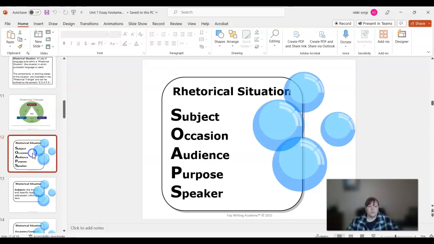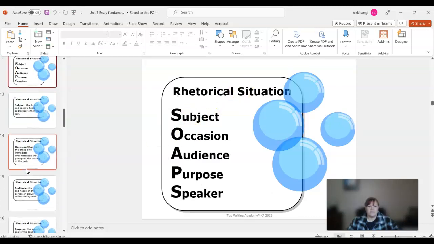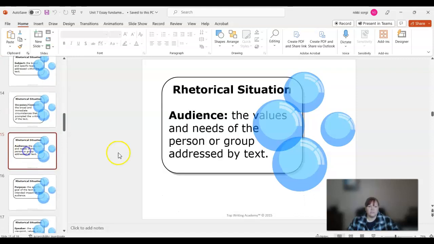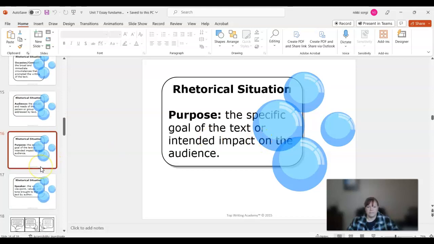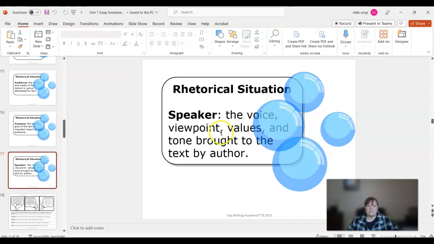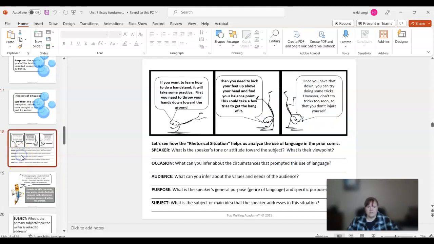All right. So basically you're looking at the subject, the occasion, the audience, the purpose, and the speaker. We already know the audience, who they are. Who is your audience? I am, and anyone who would be interested in that career. And your purpose is to let us know that, right? You are the speaker. You are the voice. You have the viewpoint, the values, and the tone. You are the author of this.